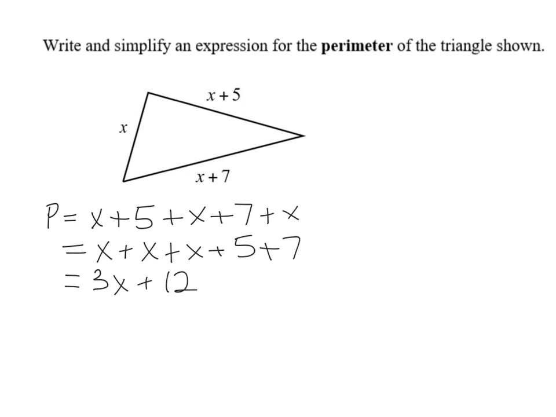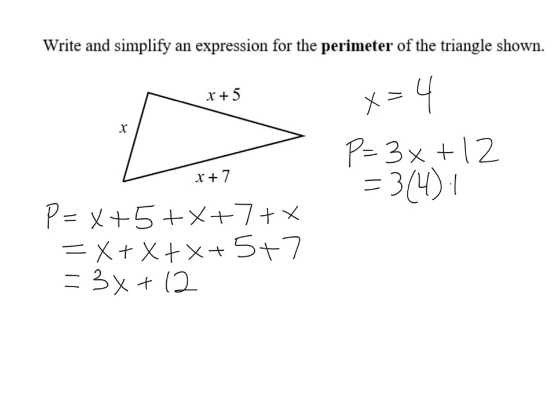Okay, and then the question might say something like x equals 4. So what's the total perimeter of the triangle? In that case, you would just write out the simplified formula 3x plus 12, and you're going to substitute in 4 for x, and so you get 3 times 4 plus 12. 3 times 4 equals 12, plus 12 equals 24. If I've gone too quickly for you in this example, just rewind and watch it again.